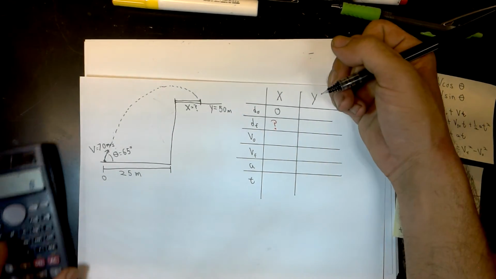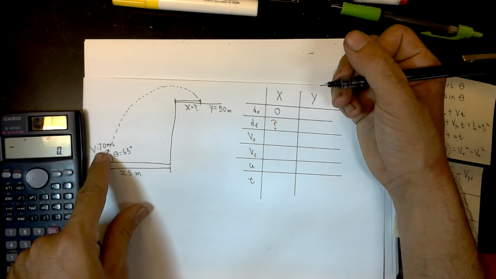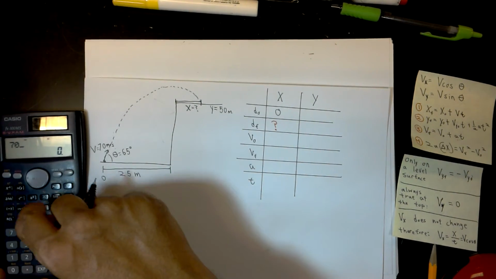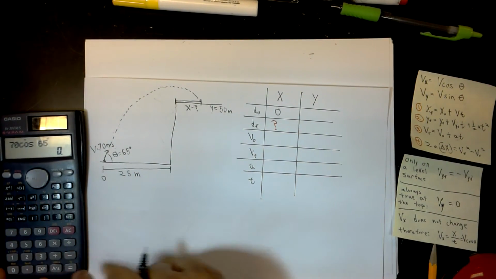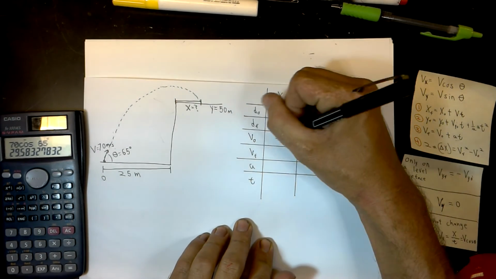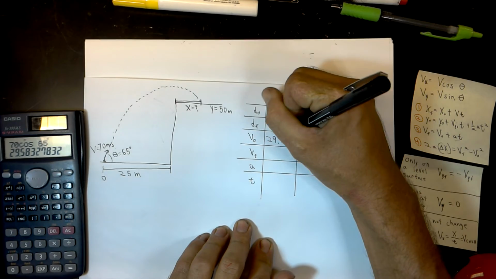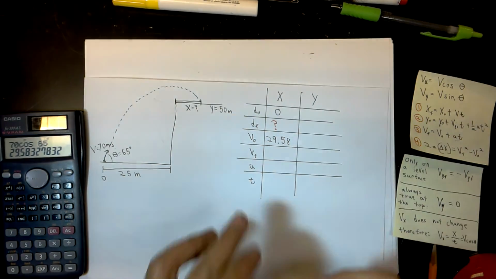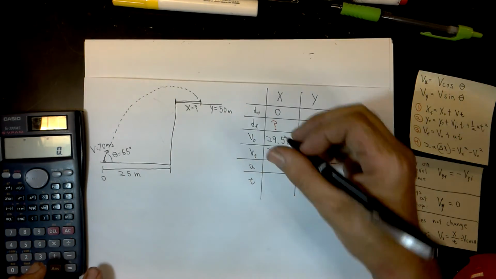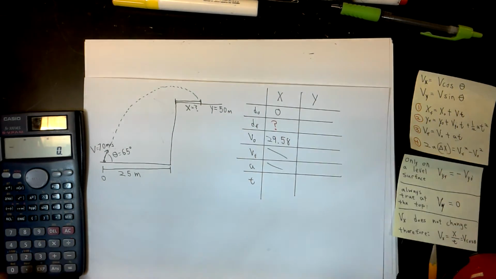Our velocity initial, that's not too difficult to get. Here's our initial velocity and our angle, 65 degrees. So 70 cosine 65 is 29.58. Velocity final, that's obviously the same, it doesn't change. I'm going to put a line right there. The acceleration, there is none. The amount of time, we don't know that.